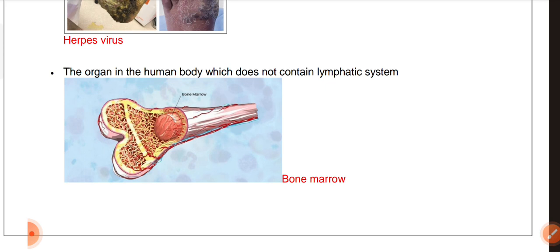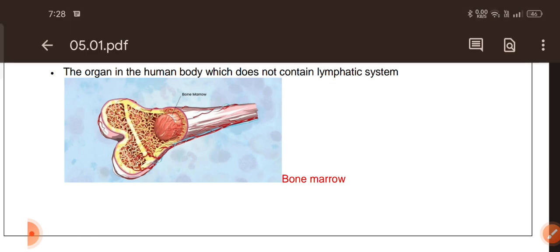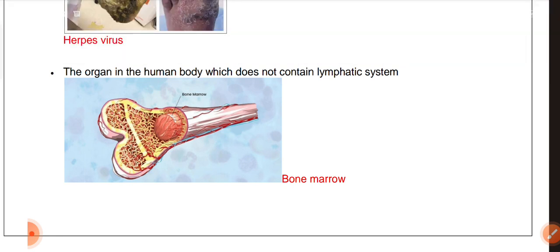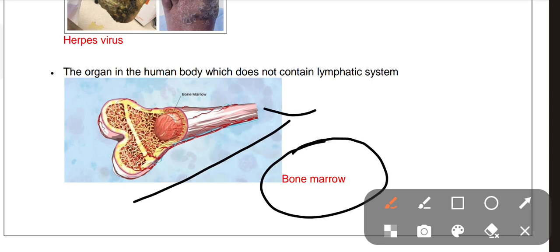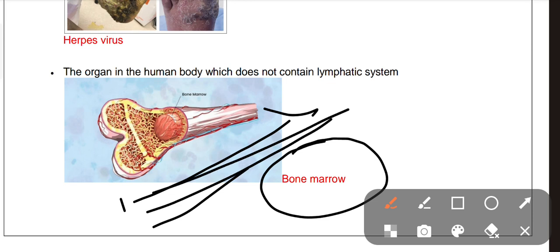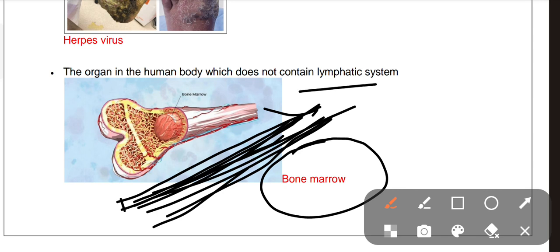And the next point is the organ in the human body which does not contain a lymphatic system. The lymphatic system is present all over our body, in the brain, the thorax, all the regions, but we cannot find the lymphatic system in the bone marrow. In the bone marrow we cannot find the lymphatic system.